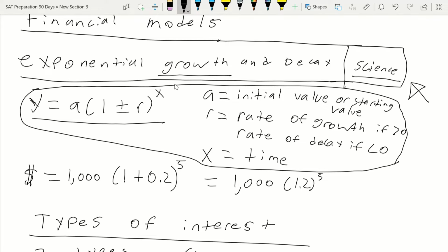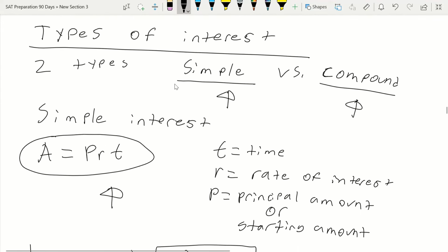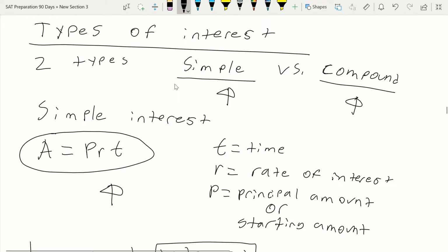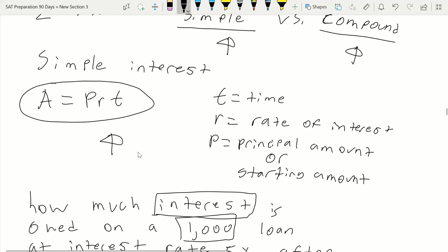All right, so then our next equations were pretty much solely financial models. So we have simple versus compound interest. We remember that simple interest means that we do not have to pay interest on our interest, whereas compound interest means that we have to pay interest on top of the interest that we already owe. So simple interest is A is equal to PRT, where A is the amount and T is time, and R is the rate of interest per unit time. P is our principal amount or our starting amount.